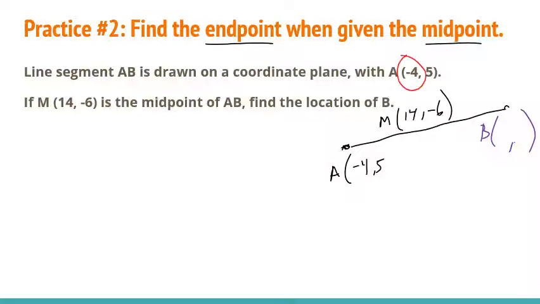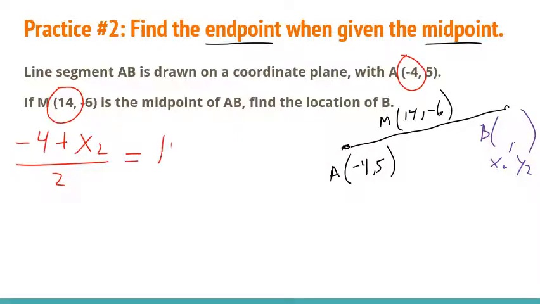So let's think about the x coordinates here, and let's see how we would set this up. If you think of the first point being x1 and y1, what we don't know is x2 and y2 for the second point. So you can think about solving the midpoint formula for x2. Here's how that would look. You would have negative 4 plus x2, the unknown x coordinate of B, divided by 2, would have to equal 14, because that's the x coordinate of the midpoint.